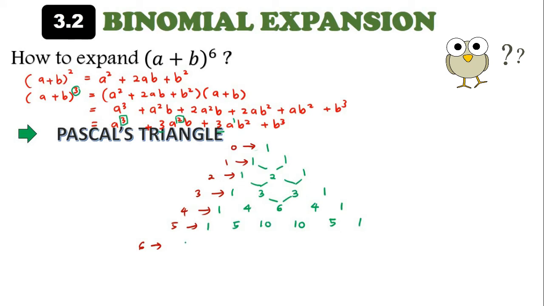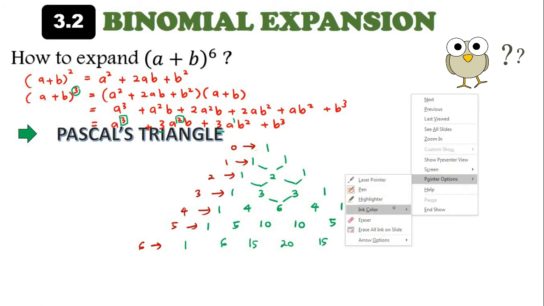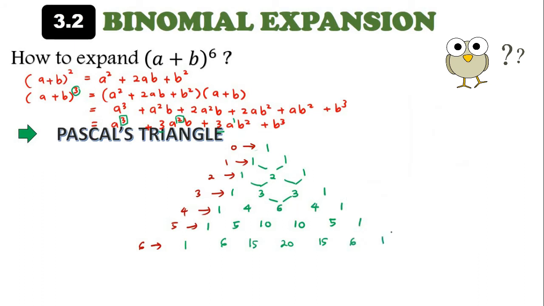So 1 is always at the edge. This one should be 6. This one got 15, 20, as well as 15, 6, and 1 at the edge. Alright, so this determines the coefficient for each of the terms in the expansion. So let's look later on, but this one is the coefficients.